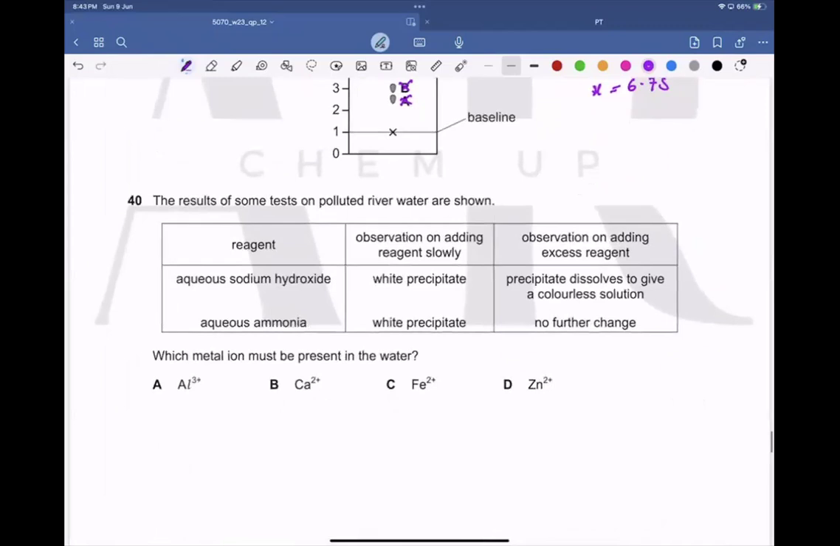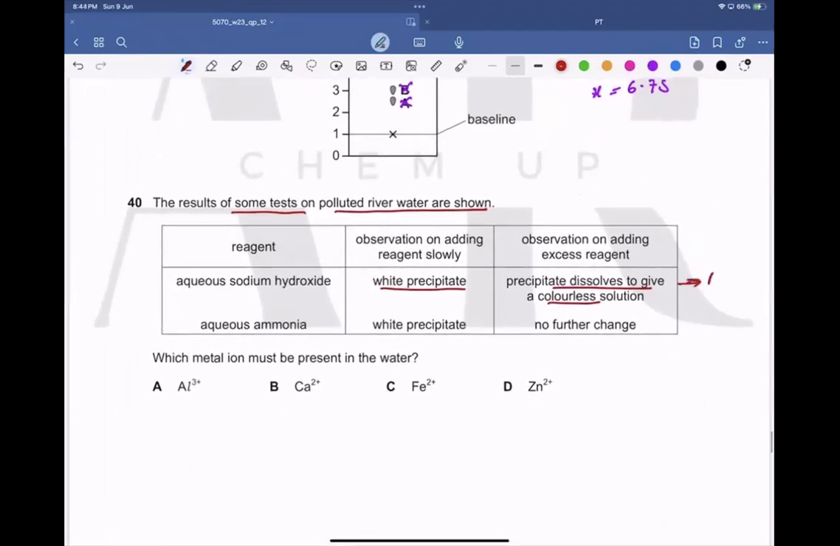Now question number 40. The results of some tests on polluted river water are shown. White precipitate. Okay, if there is a white precipitate, and the precipitate dissolves to give a colorless solution, then from these two we can conclude that it is either aluminium or zinc, right? Because calcium's white precipitate would not dissolve and iron(II) shows a green precipitate. So B and C go wrong.